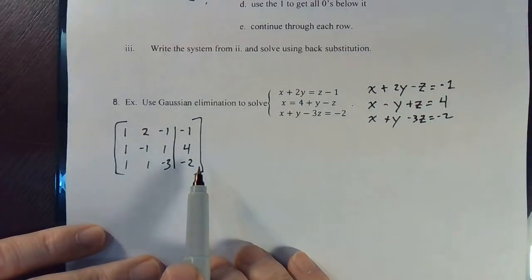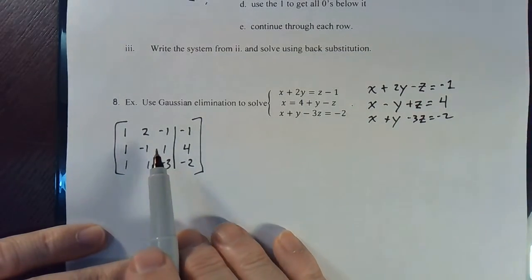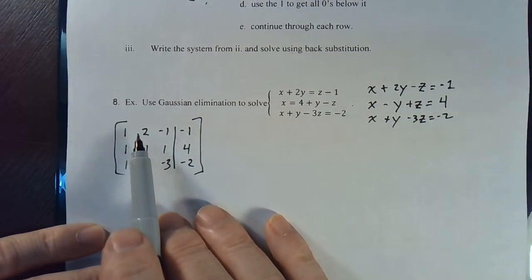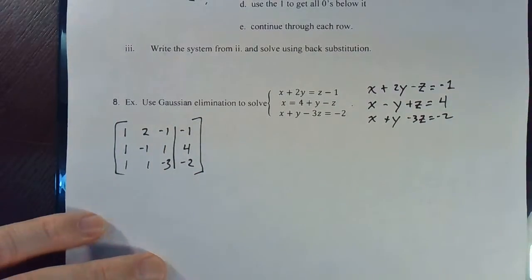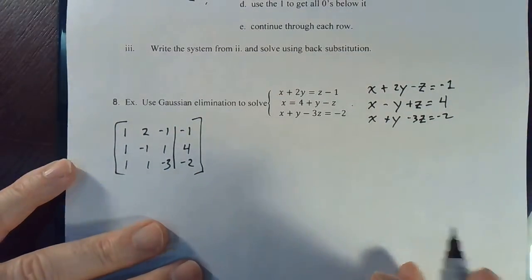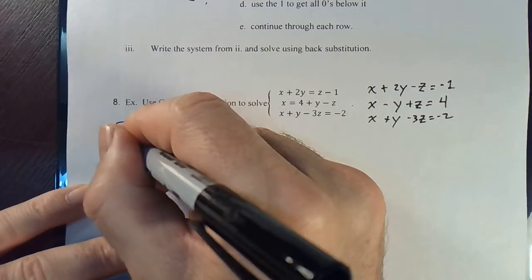So let me double check. 1, 1, negative 3, negative 2. Second row, 1, negative 1, 1, 4. 1, 2, negative 1, negative 1. Looks good. All right, well, just like the previous example, I'm making this too easy.